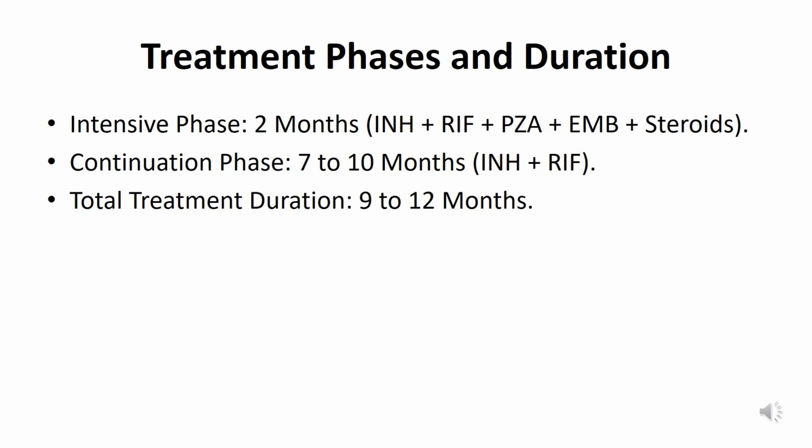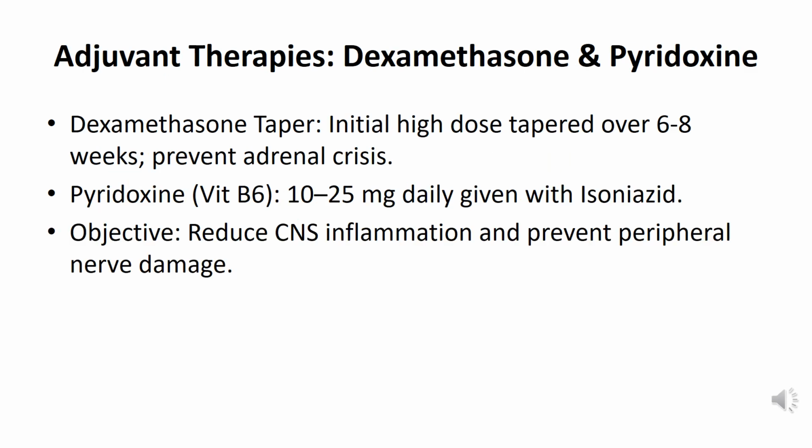Early detection is critical because prompt treatment can significantly improve outcomes and reduce the risk of serious neurological complications. In addition to anti-tuberculosis medications, patients with tuberculous meningitis often require important supportive treatments. These therapies help reduce complications and improve overall outcomes. One of the most commonly used adjuvant therapies is dexamethasone. This is a powerful corticosteroid that helps control inflammation within the central nervous system.